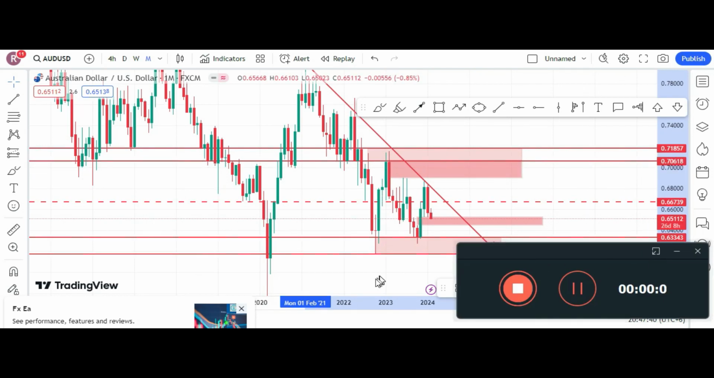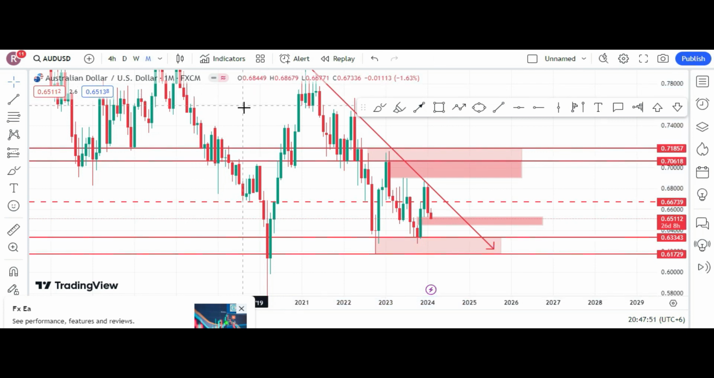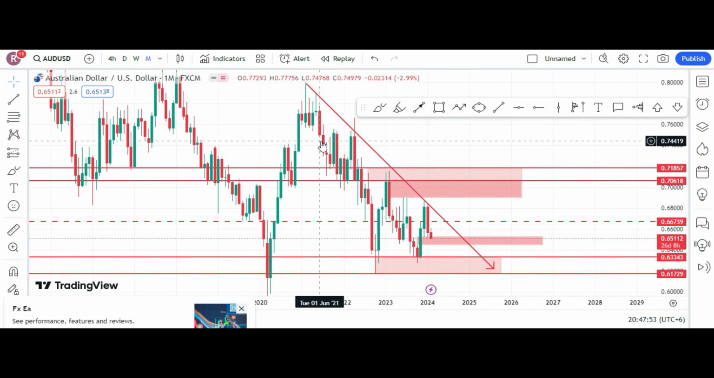Hello guys, this is another pair, Aussie USD, Australian dollar and US dollar. I am currently in the monthly time frame at the moment. You guys can see this is the trend line of the month.